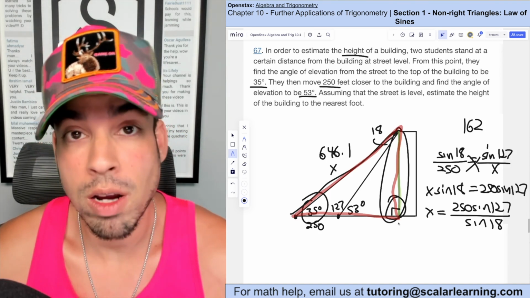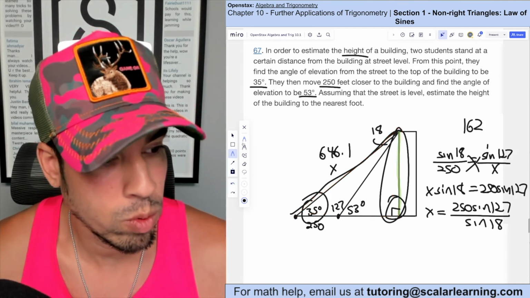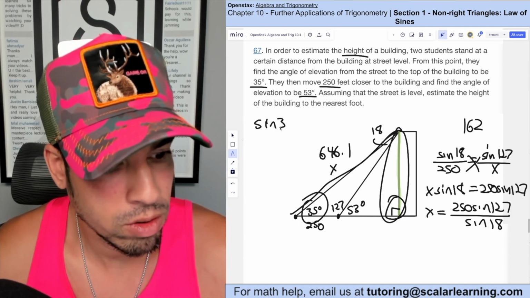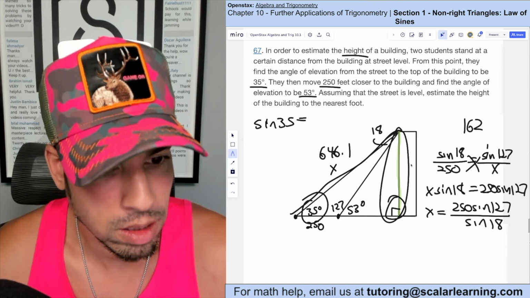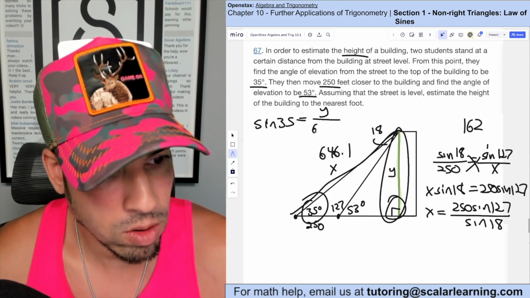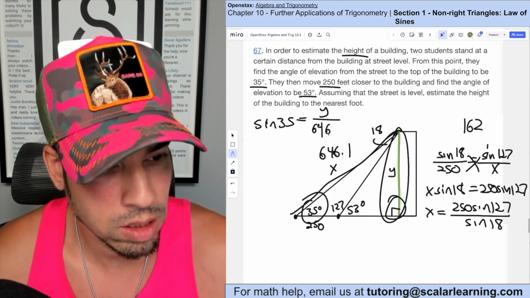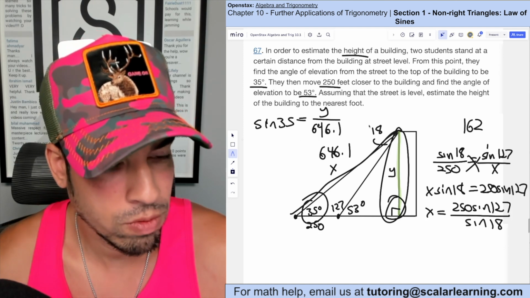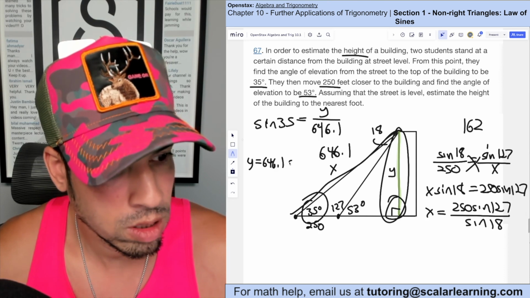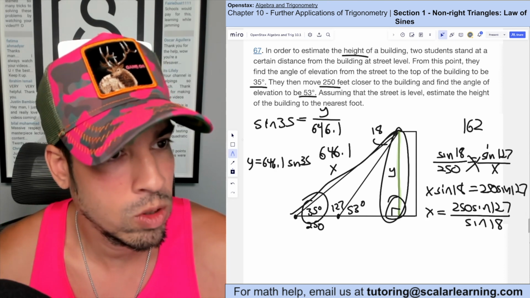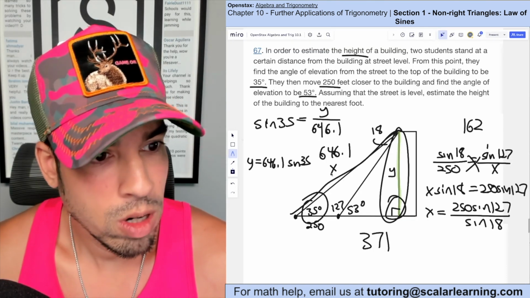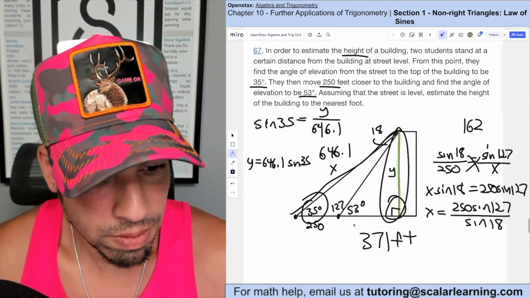However, since this is a right triangle, I can also go back to more straightforward trigonometry using just basic sine, because sine of 35 is equal to opposite, which I'm going to call this y, okay, the green, opposite over hypotenuse. And that's what I found. I found the hypotenuse, right? 646.1. So I'm going to multiply both sides by 646.1, and then we're going to get the answer. So y equals 646.1 times sine of 35. Let's plug it into Desmos. And we get 370.5, and that rounds to 371. And since this is in feet, that's 371 feet is the height of the building.